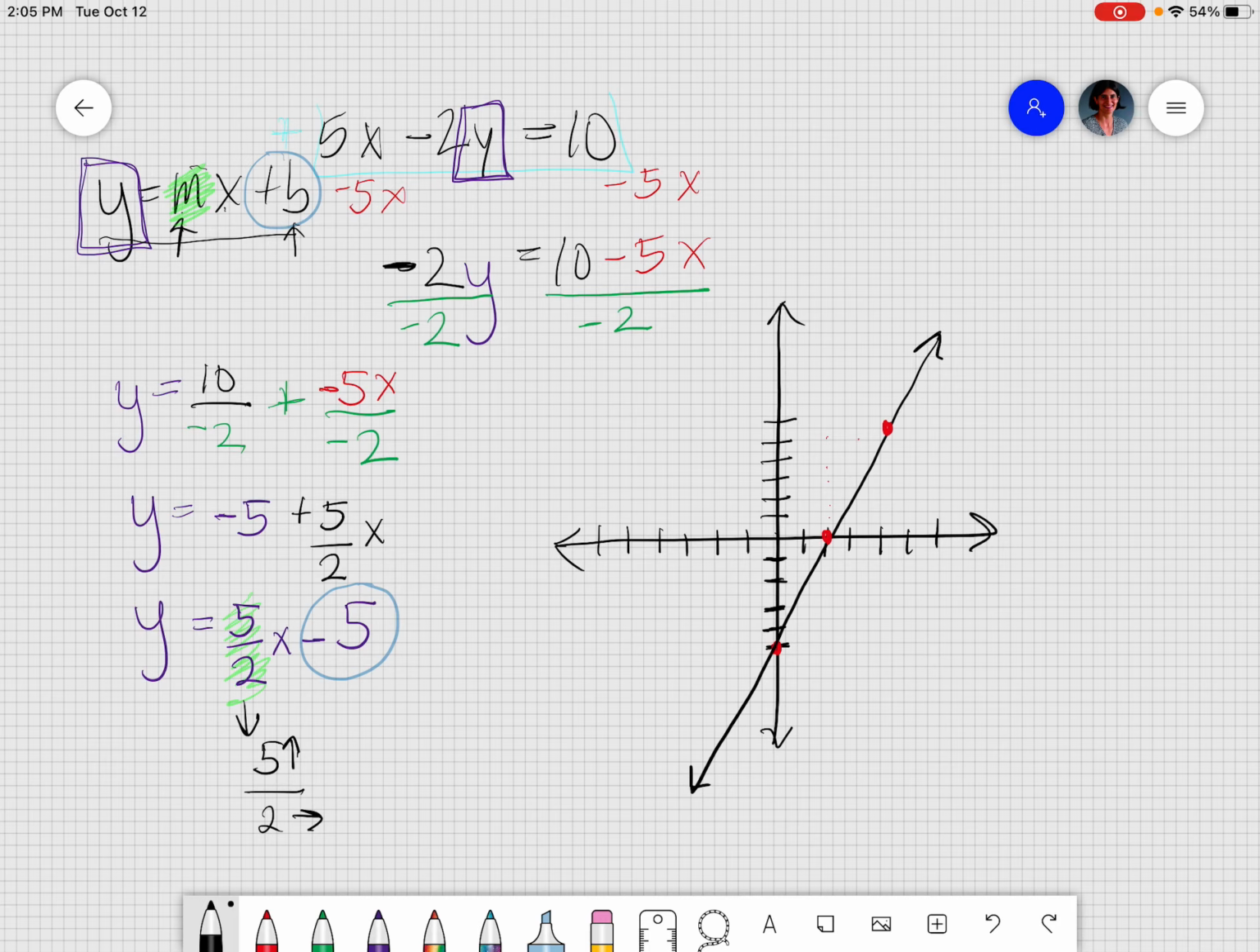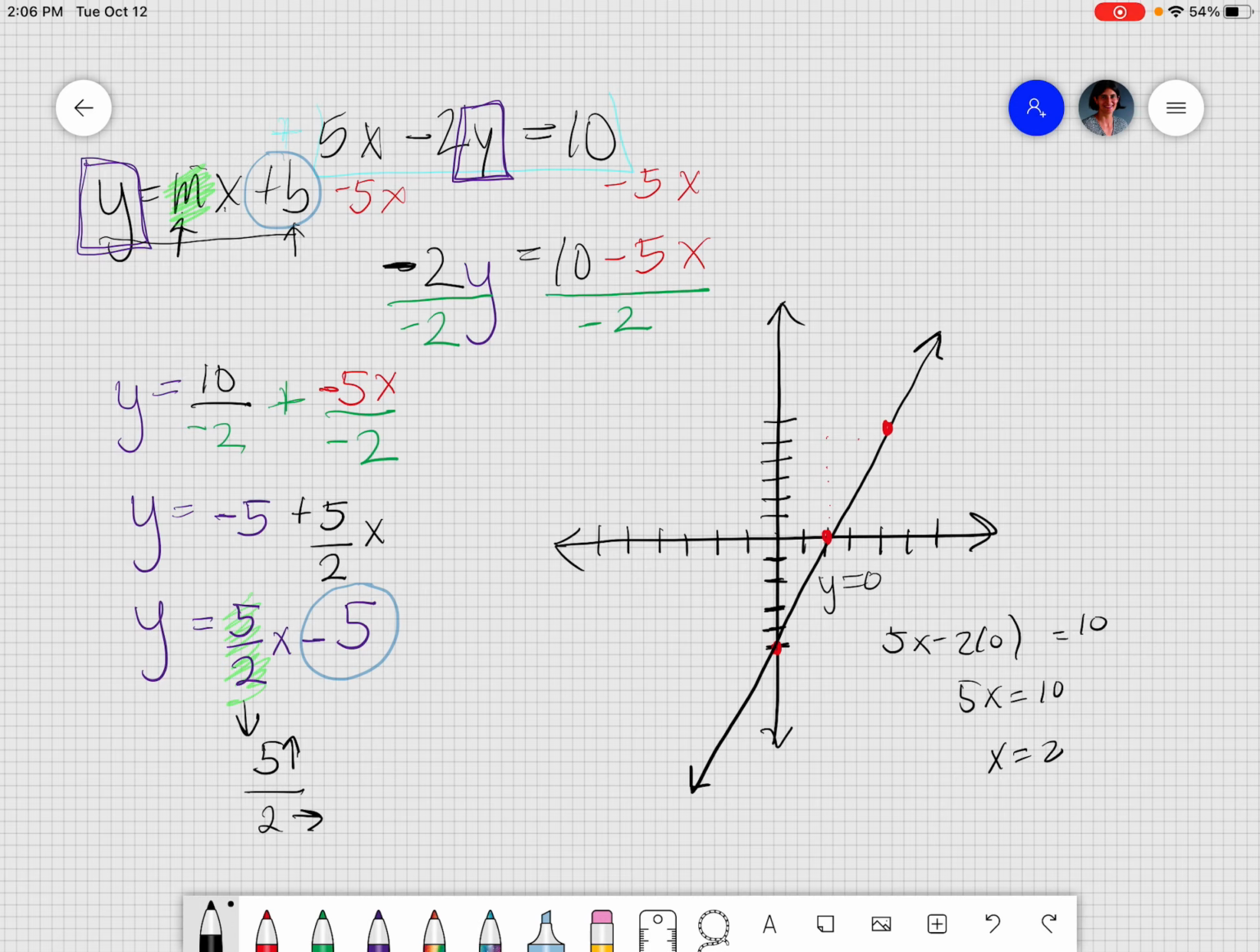And we can check if we're right here, because this point right here is when y equals 0. So when y equals 0, I have 5x minus 2 times 0 equals 10. So I have 5x equals 10, x equals 2. That's good. I can double check that whether I'm starting with my standard form and moving it into slope-intercept form, I end up with graphing the same thing.